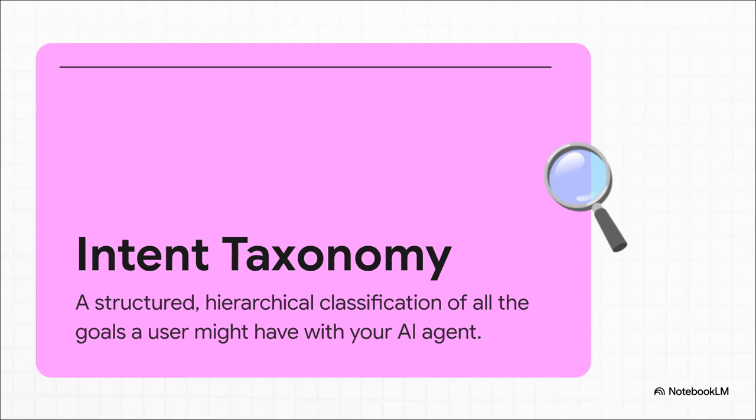So, let's put an official name on it. An intent taxonomy is a structured hierarchical classification of all the possible goals a user might have. Think of it less like a to-do list and more like a detailed map of your user's entire world. This is the blueprint that tells your AI how to sort and understand every single question that comes its way.